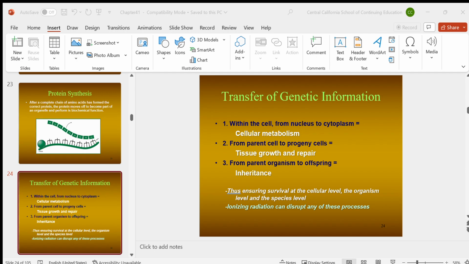Because we have genetic information, and because it can be transmitted to our offspring, survival at the cellular level is more guaranteed, right? It's easier to do because we have information in our cells. That information can be transported throughout the cells, throughout the life of the living organism, and then transported to the offspring, thus ensuring survival at the cellular level, the organism level, and the species level.